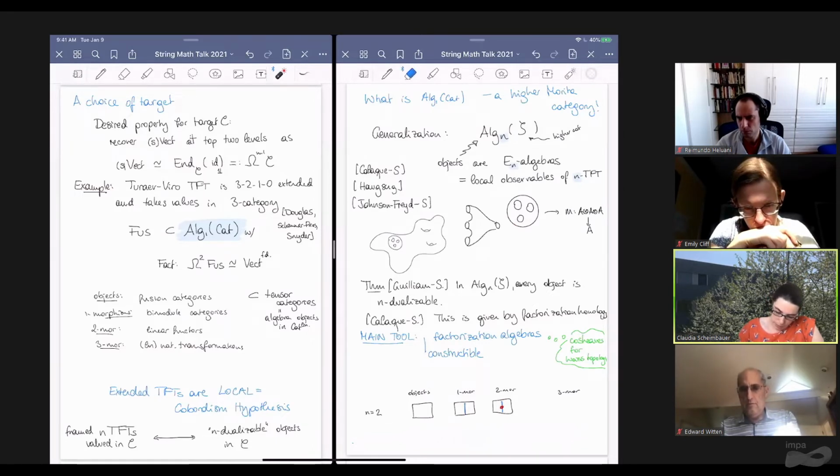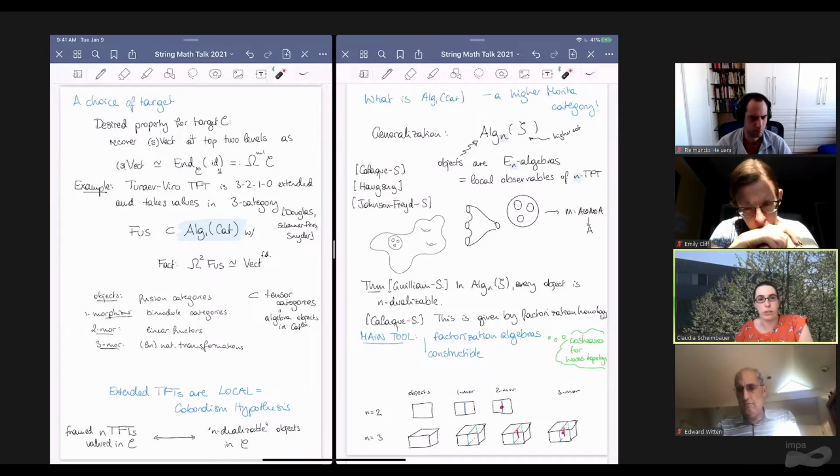So what about n equals three? Here we again have an empty box. And then for one morphisms, we have a codimension one defect. For two morphisms, we add a codimension two defect. And then finally, we can add a point. So hopefully you can imagine what the pattern is here.